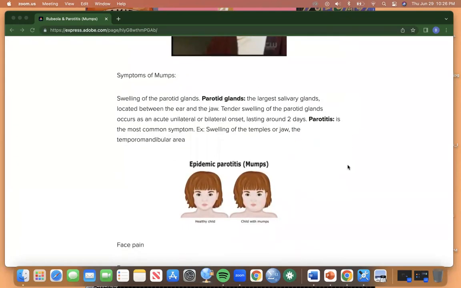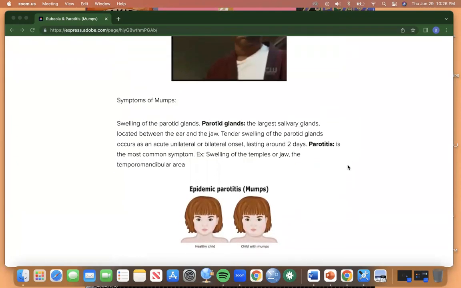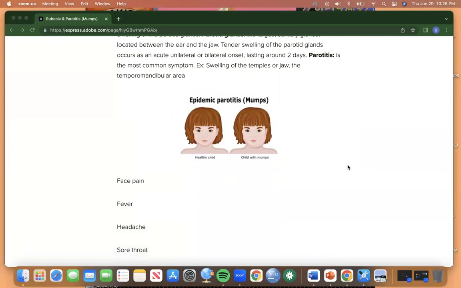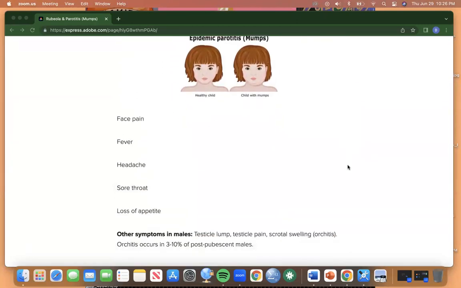And symptoms of mumps, the most common, as we can see in the picture of the child right here, is swelling of the parotid glands. Now, the parotid glands are the largest salivary glands located between the ear and the jaw. Tender swelling of these glands occurs as an acute unilateral or bilateral onset lasting around 2 days. So parotitis is the most common symptom that we can see, and swelling of the temples or jaw is your temporomandibular area. Other symptoms include face pain, fever, headache, sore throat, loss of appetite.